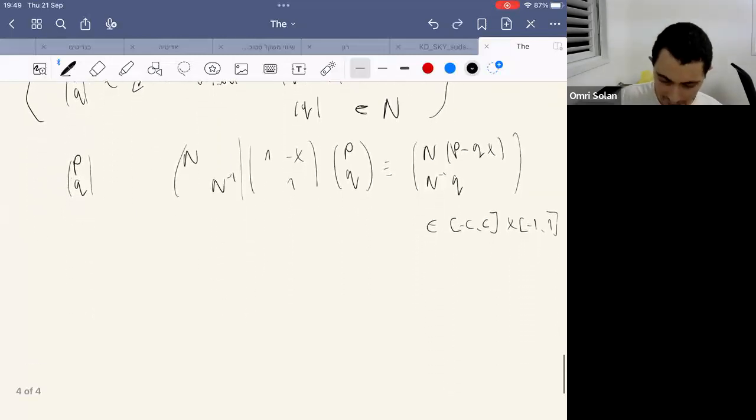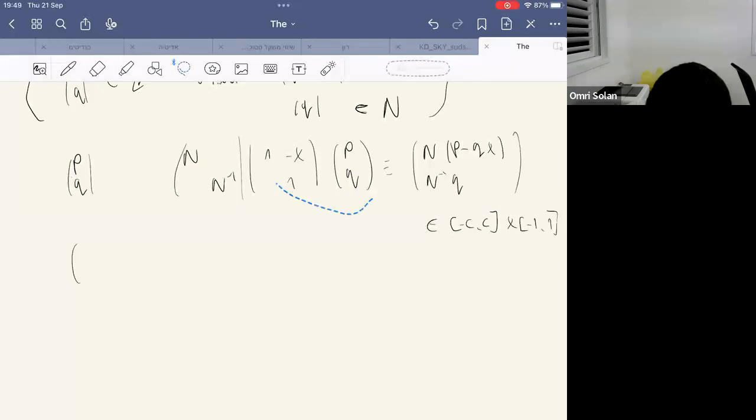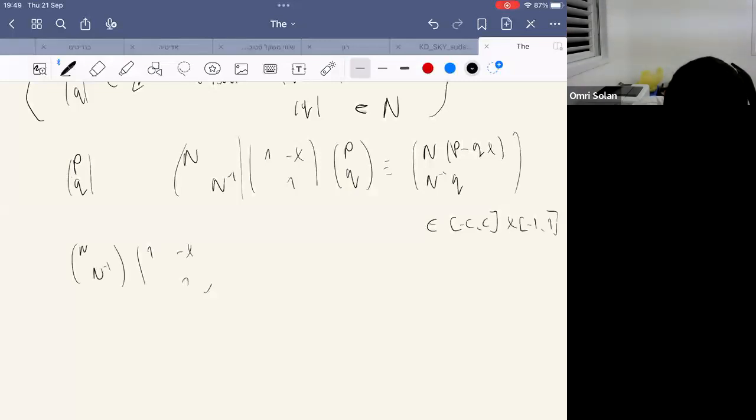then I will ask, can I copy? I don't know. Okay, n inverse 1 minus x 1 z squared intersect with minus c times minus 1, 1.